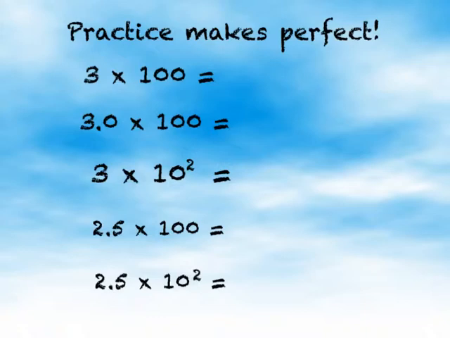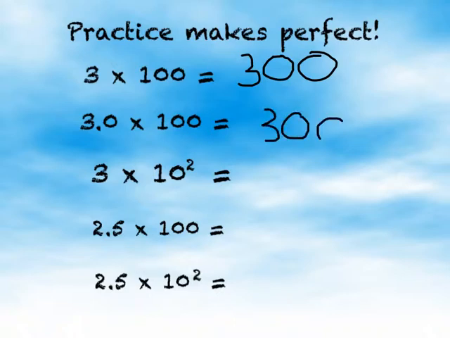Practice makes perfect. 3 times 100 equals, well, we know that's 300. But I wrote it again, 3 times 100 equals, and I put that decimal point there. I want us to pay attention to where the decimal point is when we write the number 300. We have the decimal point at the end of those numbers, 300.0. We had the decimal point right after the 3. So let's see how many places it moved. 1, 2. And we had to add another 0 there.